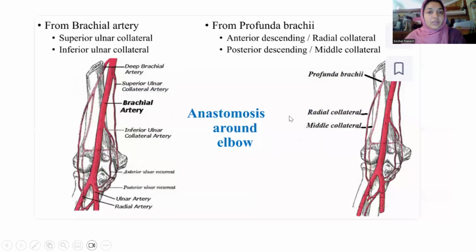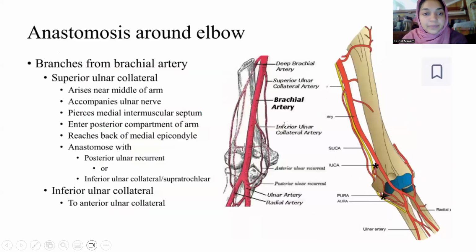Moving on. So, from the brachial artery, we saw that two arteries are coming, the superior ulnar collateral artery and inferior ulnar collateral artery. From the profunda brachial artery, we saw that a middle collateral branch was coming, and that is also called the posterior descending artery, and a radial collateral branch was coming because it's an anterior descending. So, it's also called the anterior descending artery. It's descending forward, right? Now, moving on.